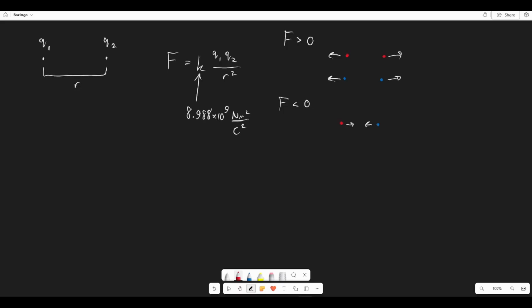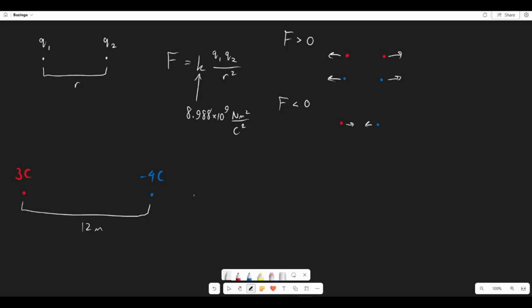As an example, let's consider two charged particles of opposite sign of charges, 3 coulombs and -4 coulombs respectively. Let's say they're separated by a distance of 12 meters.